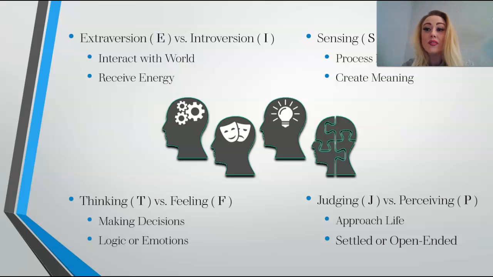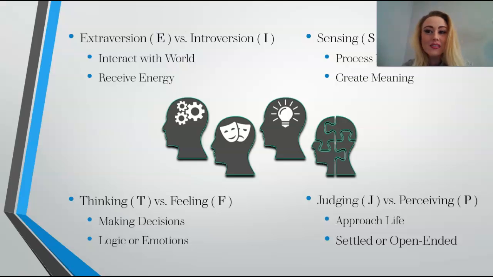Thinking, T, versus feeling, F, this scale focuses on how people make decisions. If you are someone who wants just the facts, Jack, and the straight objective data, you are considered thinking. If you are someone who is more likely to consider people and emotions in your decision-making process, you would be considered feeling.